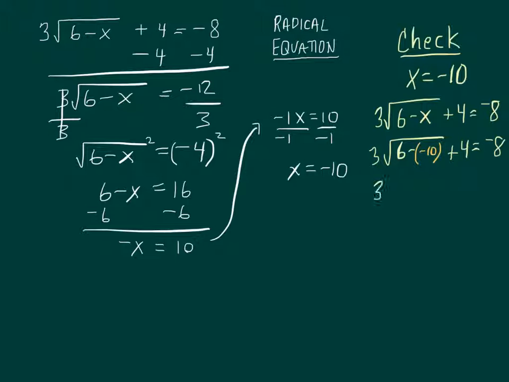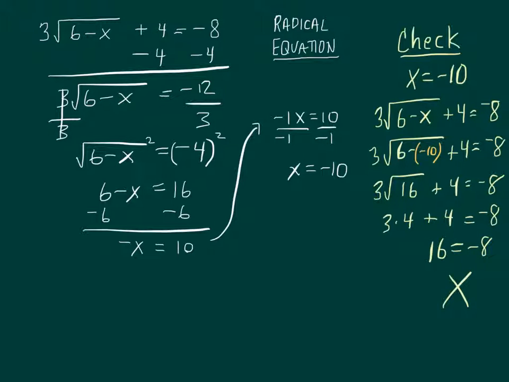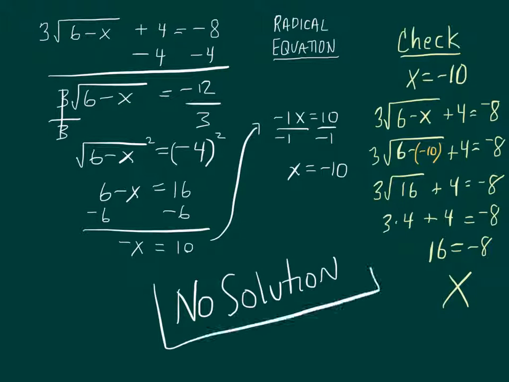So we get 3 times radical 16 plus 4 equals negative 8. You might have a thought as to what's going to happen here, but this is 3 times 4, which is 12 plus 4. And does 12 plus 4 equal negative 8? In this case, it does not. So we checked to see if negative 10 was a solution. It isn't, and since it's the only option, we will have to say that the answer is that there is no solution, and we must write that in this case.